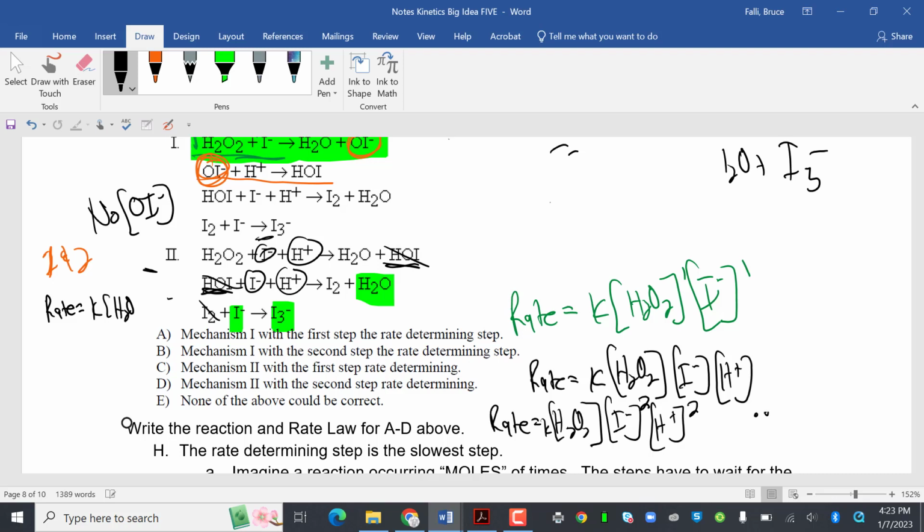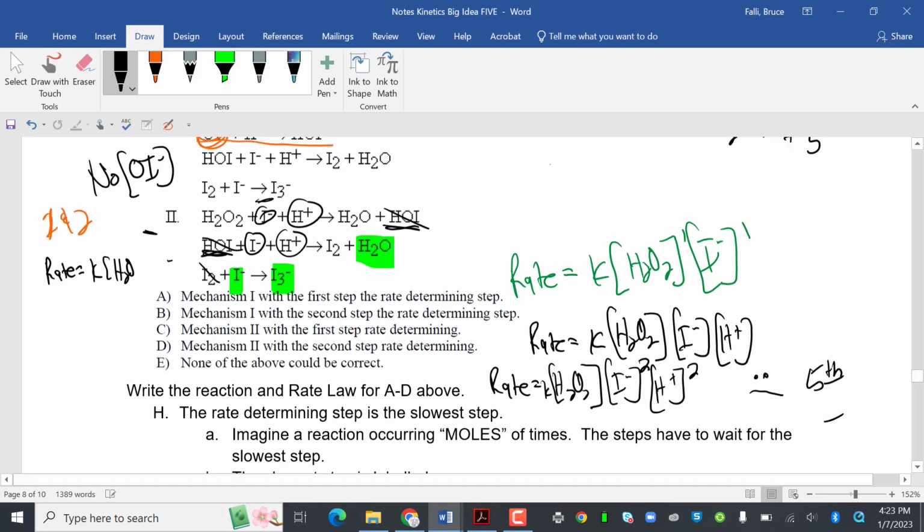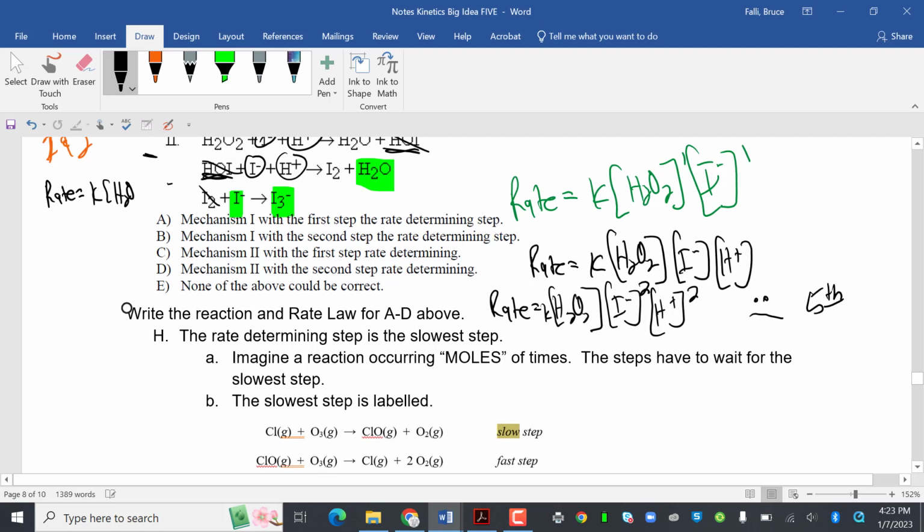Now this one makes me think ugh, right? Because the order on this is 5th order, and I told you 3rd is extremely rare. So I don't think that's going to happen. But that's how you'd write them out. Write the reaction and rate law for A through D above, which is what I just did. Okay, so let's move on to the next part. We're not going to do E.